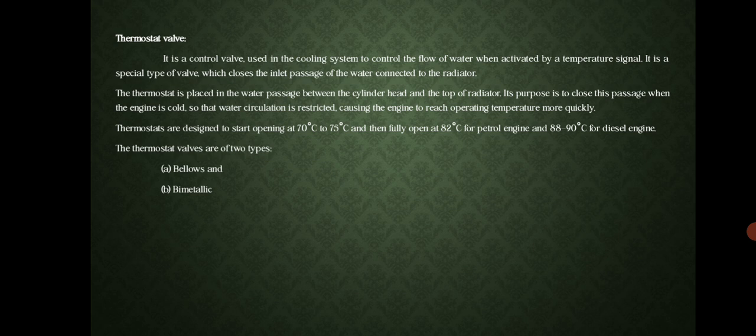Thermostat valve. It is a control valve used in the cooling system to control the flow of water when activated by a temperature signal. It is a special type of valve which closes the inlet passage of the water connected to the radiator. The thermostat is placed in the water passage between the cylinder head and the top of the radiator. Its purpose is to close its passage when the engine is cold so that the water circulation is restricted, causing the engine to reach operating temperature more quickly.